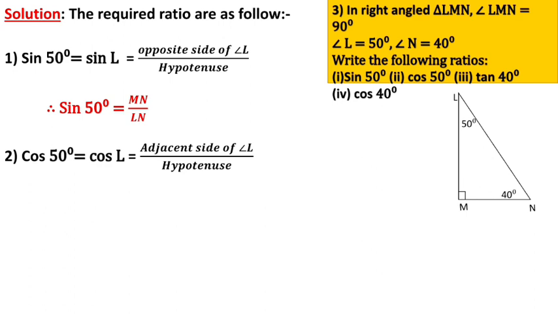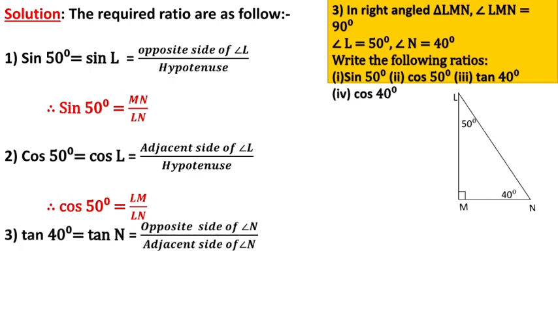Now children, the second ratio is cos 50. Cos 50 means 50 degrees is given of which angle? Angle L. So cos L equals, what is the cos formula? Adjacent side of angle L upon hypotenuse. As per angle L, the opposite side is MN. So which is the adjacent side? LM. Very good. LM is the adjacent side and LN is the hypotenuse. So cos 50 degrees equals LM upon LN.